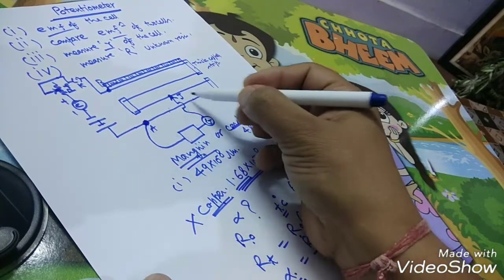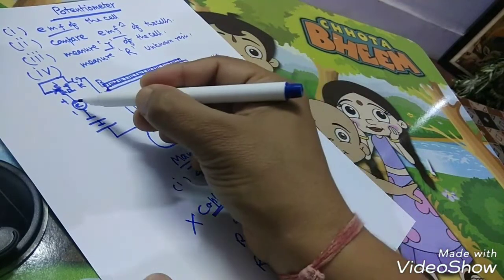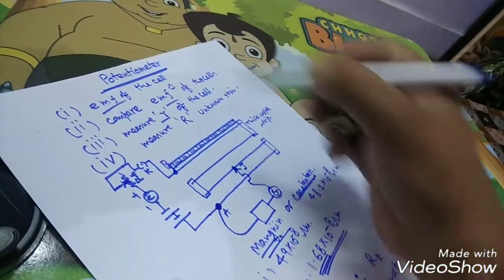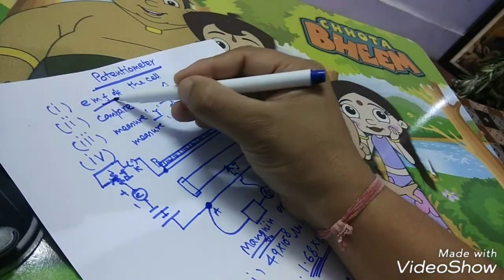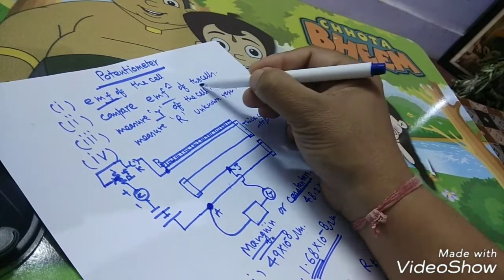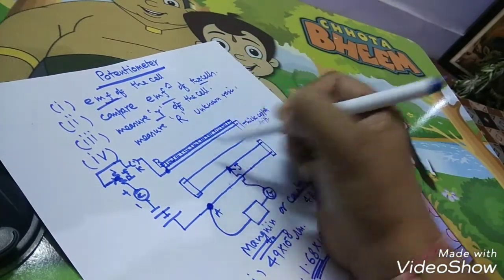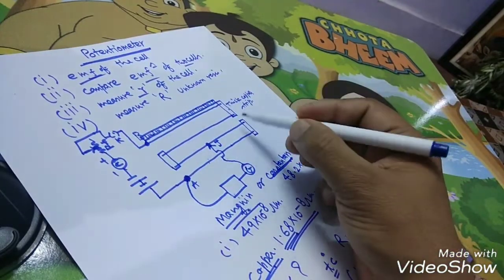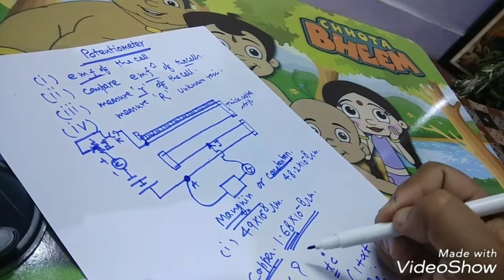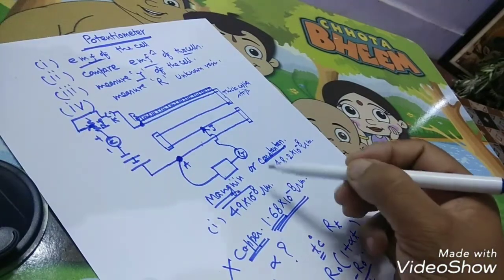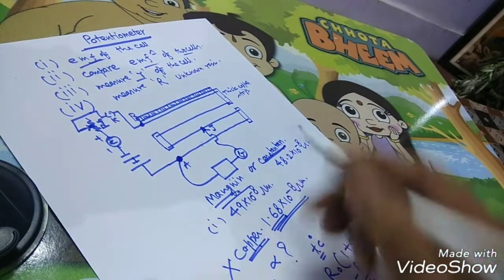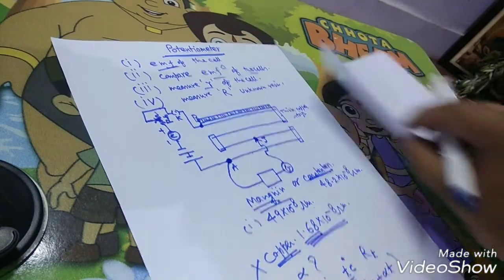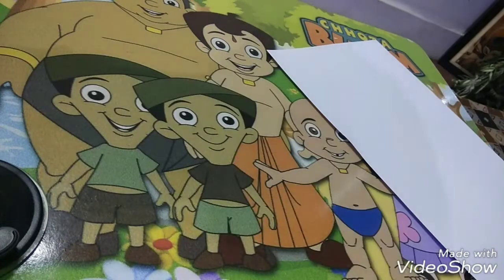What is the principle? V is directly proportional to L, provided I is constant and the area of cross section is uniform. And what are its uses? It is used to measure EMF of the cell. It is used to compare EMF of two cells. It is used to measure internal resistance of the cell, and it is used to measure unknown resistances. So one by one we will deal with all its applications. Firstly, we will take the case of potentiometer when it measures EMF of the cell.